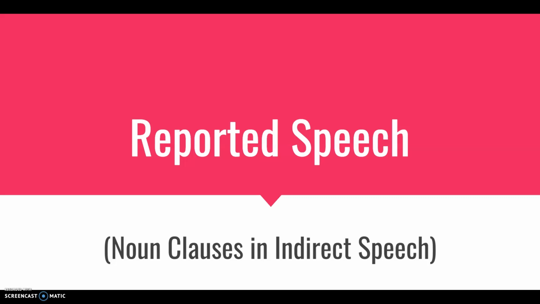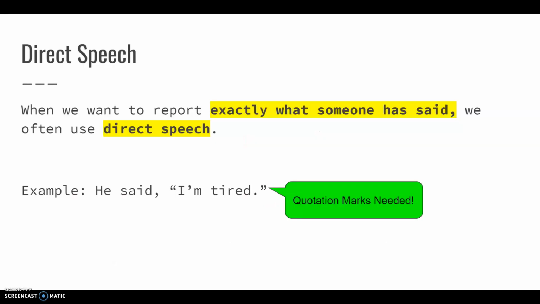In this short video, we're going to be discussing reported speech. These are sentences where we use noun clauses to show indirect speech. Before we discuss reported speech, we need to first talk about direct speech. So direct speech is what we use when we want to write exactly what someone has said.